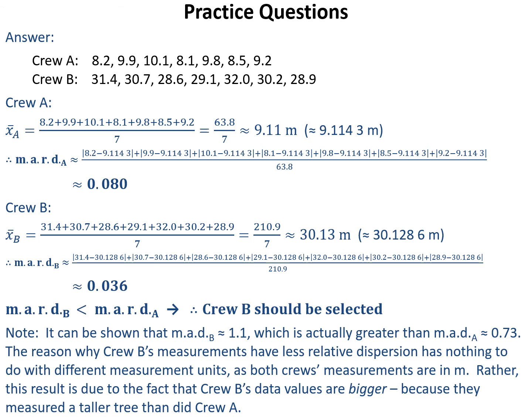Now note, it can be shown that the MAD for crew B is approximately 1.1, which is actually greater than the MAD for crew A, which is approximately 0.73. The reason why crew B's measurements have less relative dispersion has nothing to do with different measurement units. As in this example, both crews' measurements are in the same units of meters. Rather, this result is due to the fact that crew B's data values are bigger because they measured a taller tree than did crew A.